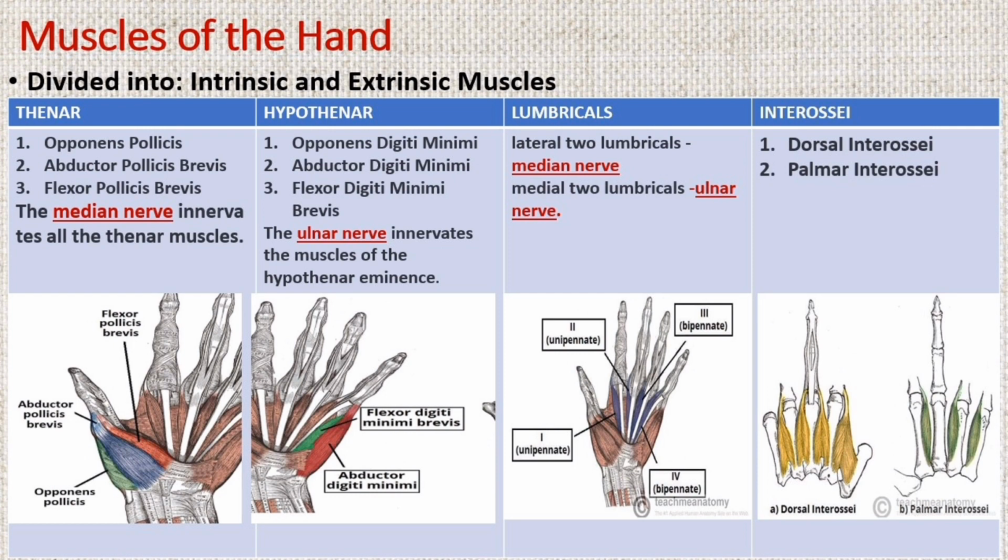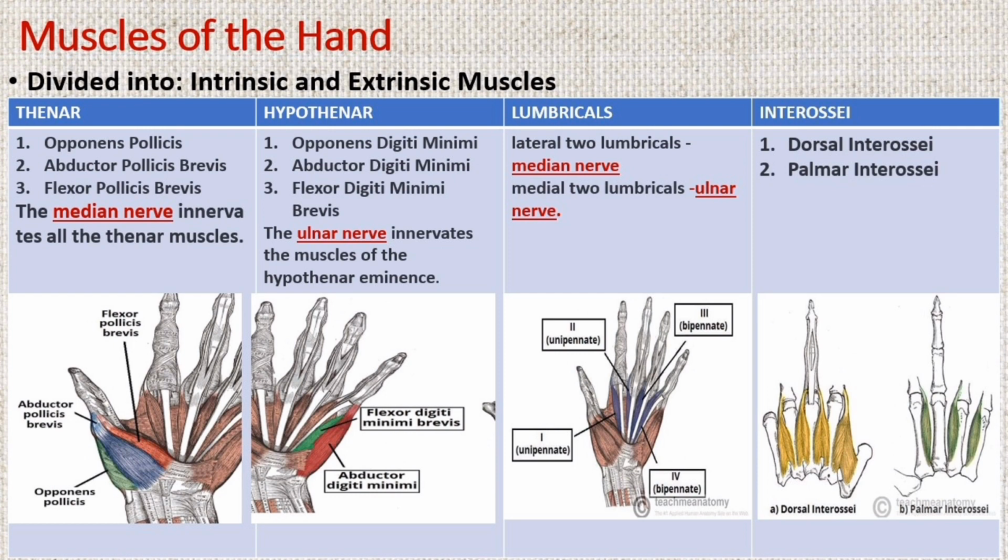Dorsal interossae. The most superficial of all the hand muscles, these can be palpated on the dorsum of the hand. There are 4 dorsal interossae muscles. Attachments: each interossei originates from the lateral and medial surfaces of the metacarpals. They attach into the extensor hood and proximal phalanx of each finger.